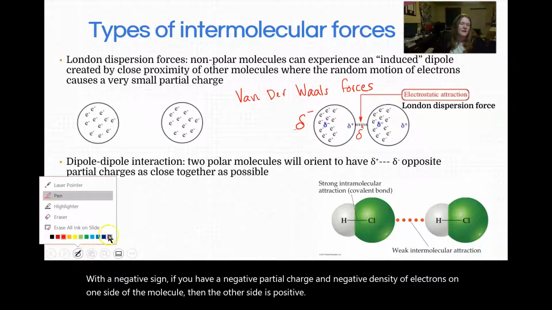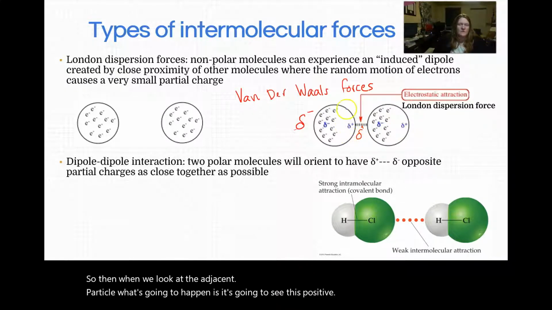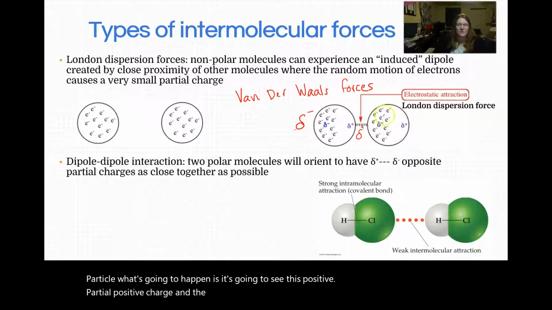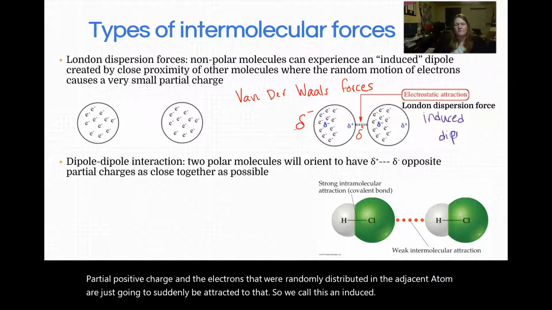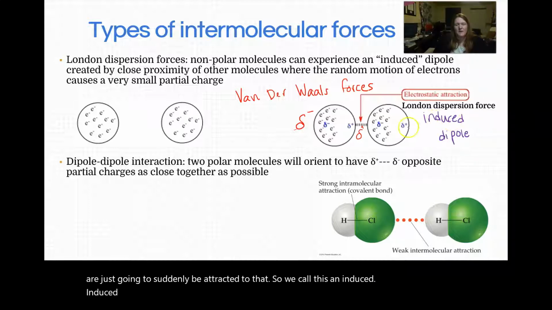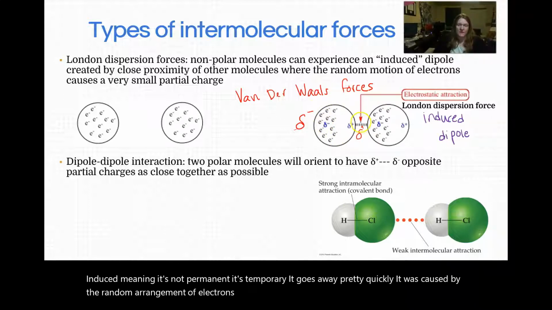So then when we look at the adjacent particle, what's going to happen is it's going to see this partial positive charge, and the electrons that were randomly distributed in the adjacent atom are just going to suddenly be attracted to that. So we call this an induced dipole. Induced meaning it's not permanent, it's temporary, it goes away pretty quickly. It was caused by the random arrangement of electrons in an atom next to it. So everything has LDF, everything. That's like the default, the lowest energy thing, okay?